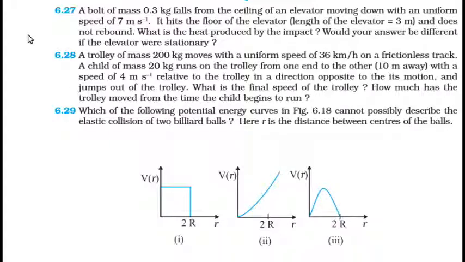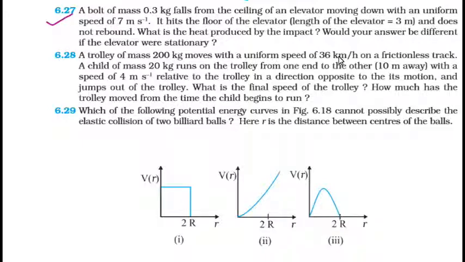Now let us see the next problem, that is 6.27. A bolt of mass 0.3 kg falls from the ceiling of an elevator moving down with a uniform speed of 7 meter per second. It hits the floor of the elevator, whose length is 3 meter, and does not rebound. What is the heat produced by the impact? Would your answer be different if the elevator was stationary?